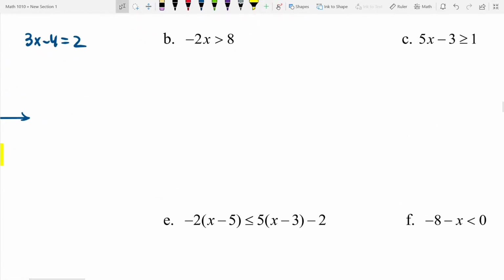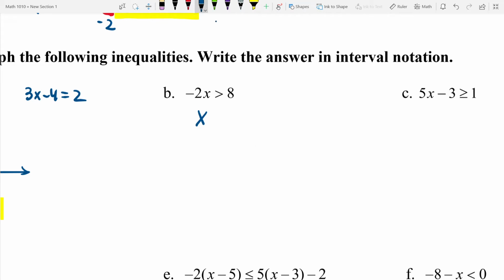Question B. Everybody in the room talk to me. What do we need to do? Divide by negative 2. So then I get x is, talk to me. This guy's a greater than. Everybody write this down. Put that symbol right there, and then I want you to write the word greater than. That's how you say that.